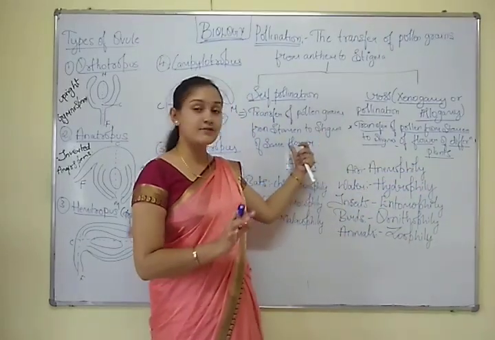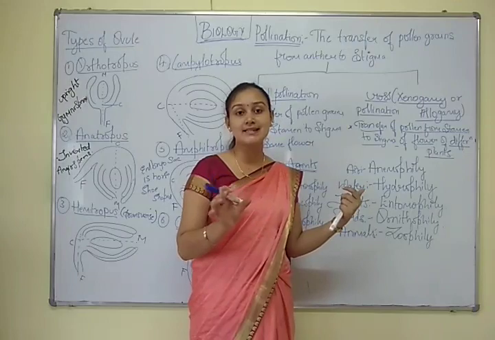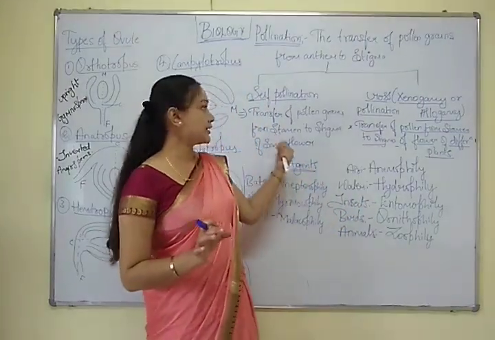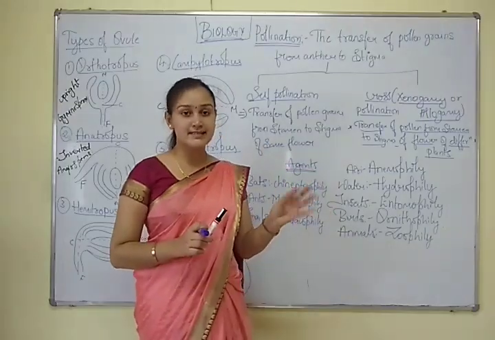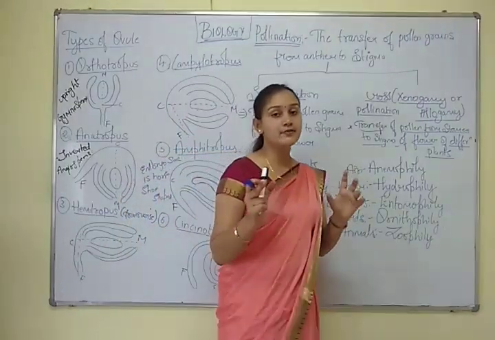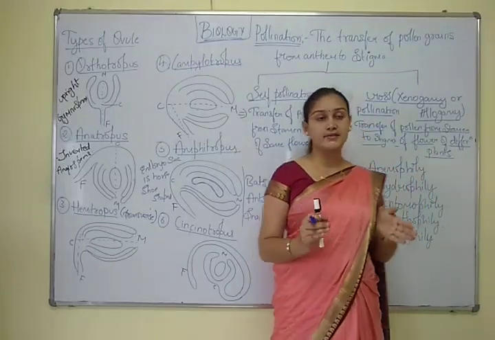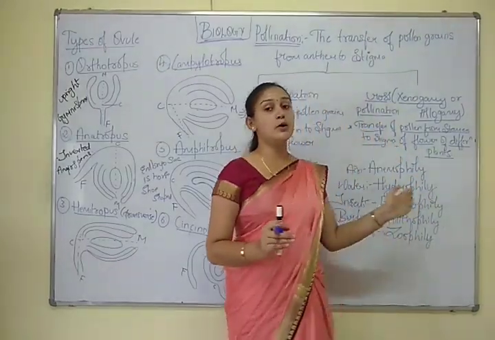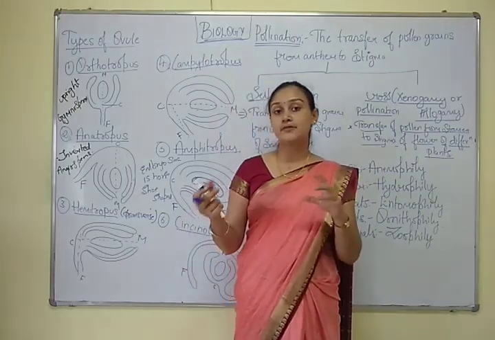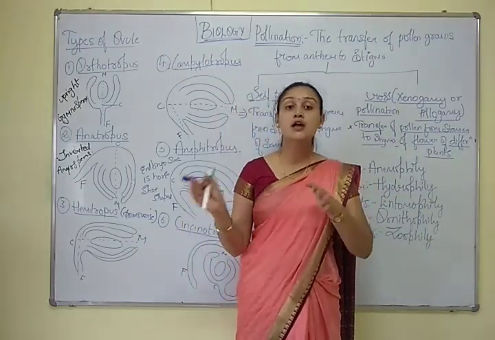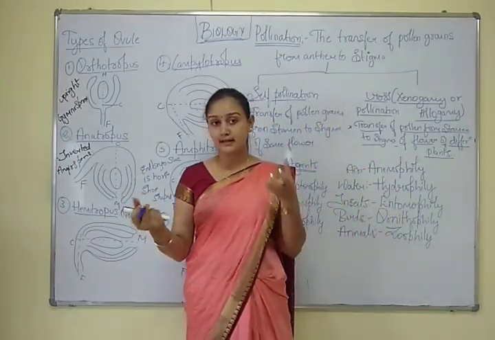Okay, in the same plant, the flower might be bisexual where both the stamen and stigma will be present. So that is self-pollination. Self-pollination will be easy because the male and female reproductive parts are present in one single plant, right? Whereas in cross-pollination, the male and female flowers are present in two different plants. The male plant is separate, and the female plant is separate.